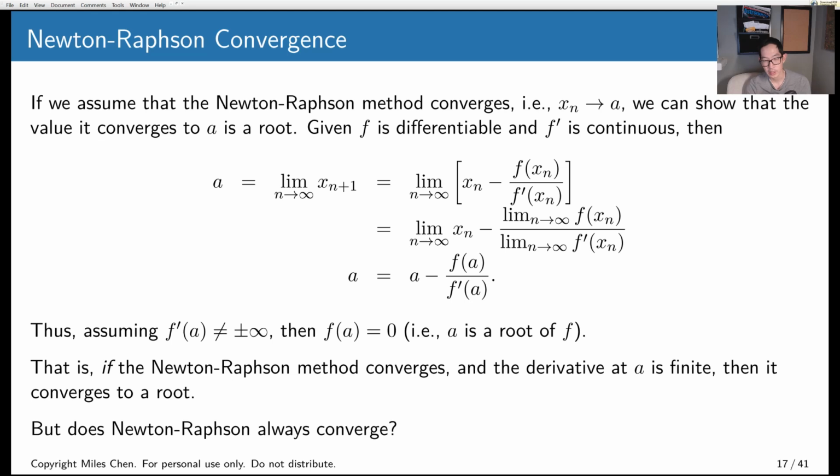a as n goes to infinity, given that f is differentiable and f prime is continuous, then we can show that the location it converges to is indeed a root, okay? So we can say, let's take this as n goes to infinity, and we plug all of this in, okay? And this is basically going to say, hey, you know what?